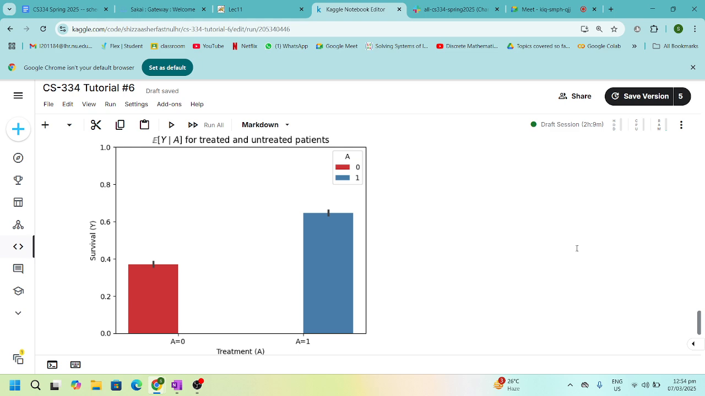Now, again, you have on the x-axis the treatment. Either the person is assigned to the control group or to the treatment group. On the y-axis, you have the probability of survival. So the percentage of people who survived when A was equal to 0, that means the percentage of people surviving who did not get the treatment, is just under 40%. The percentage of people that survived in the treatment group where A equals 1 is over 60%, I think close to 70 actually.